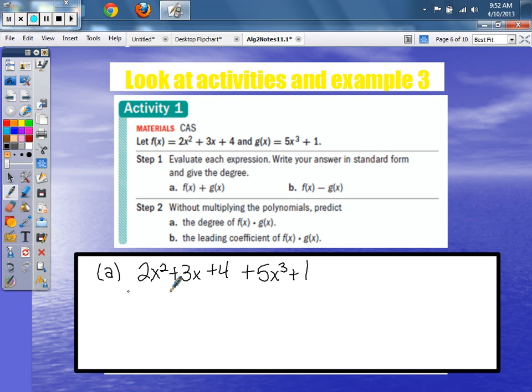If I add them, I'm going to put it in standard form because it tells me to right here. So I'm going to start with the biggest degree, which is third degree. Then I'm going to go to the squareds, plus 2x squared, then the x's, plus 3x, and the constant is going to be 5. You can add them very easily.